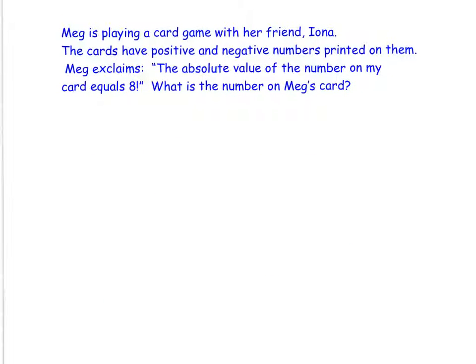All right, Meg is playing a card game. They have positive and negative numbers on them, and Meg exclaims, "The absolute value of my number equals 8. What is the number on Meg's card?" So pause, think about this for a second. Well, if the absolute value is 8, is there only one number that it could be? Or, if you think of the number line, are there two numbers that are 8 away?